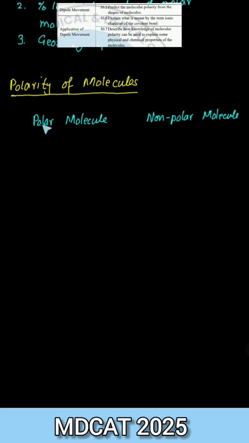Polarity of molecules. For polar molecules, the dipole moment mu is greater than 0 D when we calculate it. For nonpolar molecules, the dipole moment equals 0 D. So this value will tell us whether a molecule is polar or nonpolar.